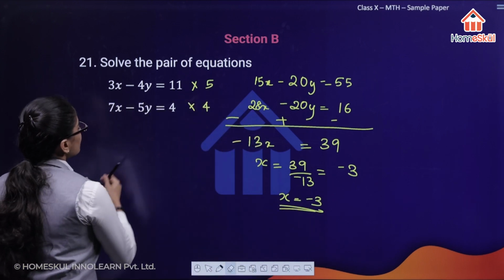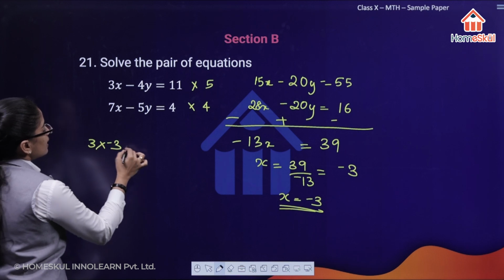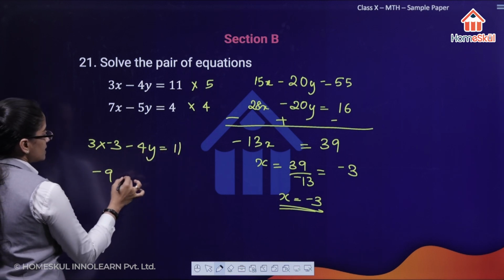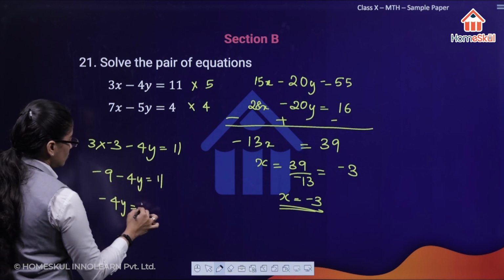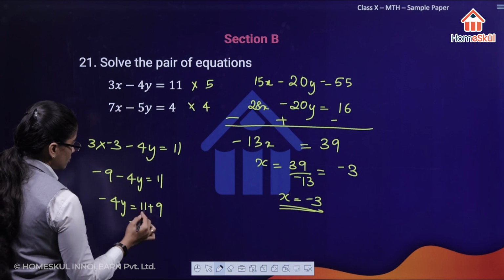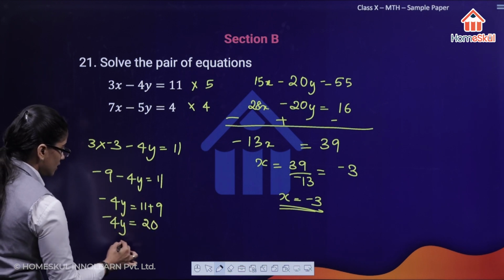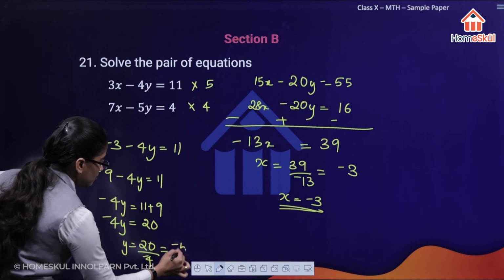What about y? We could substitute in any of these equations. So 3 into minus 3 minus 4y is equal to 11. That means minus 9 minus 4y is equal to 11. Minus 4y is equal to 11 plus 9, which is equal to 20, right? Minus 4y is equal to 20. y is equal to 20 by minus 4. It will be minus 5.